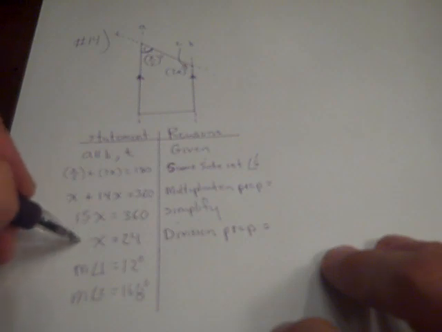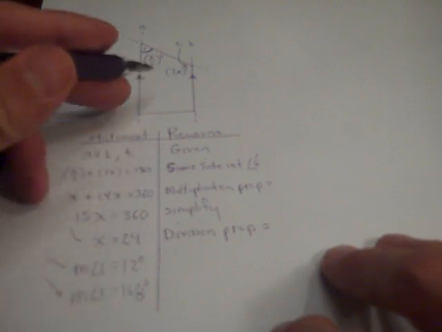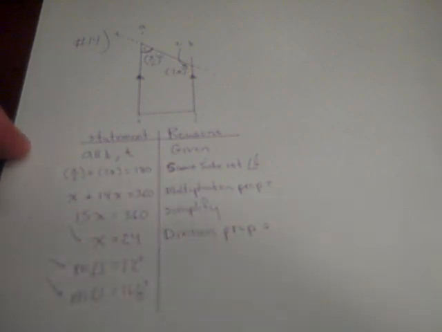So x was equal to 24, the measure of angle 1 is 12, and the measure of angle 2 is 168. That's problem number 14.